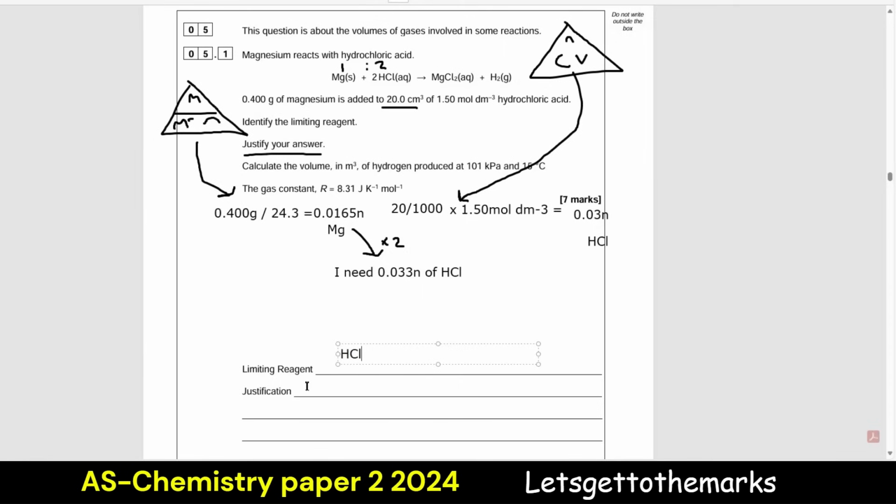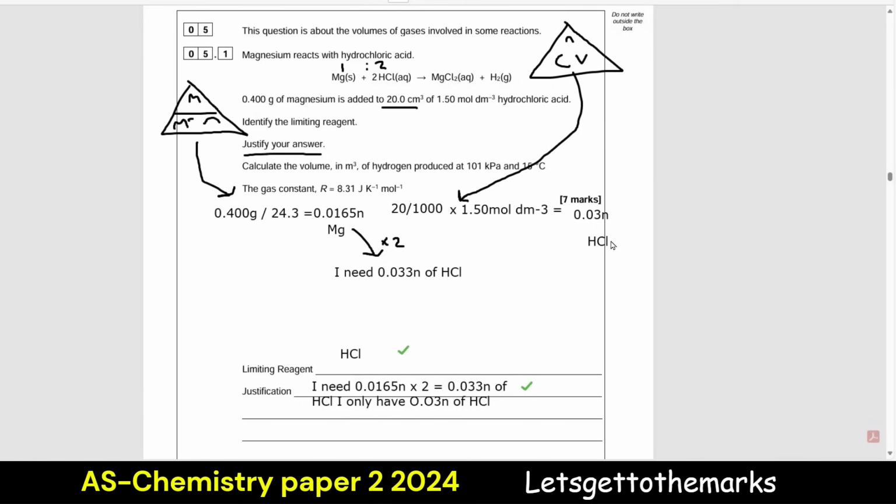The justification is I need 0.0165 moles times 2, which equals 0.033 moles of HCl. I only have 0.03 moles of HCl. So we're short on HCl. So HCl is the limiting reactant, and there's my justification.